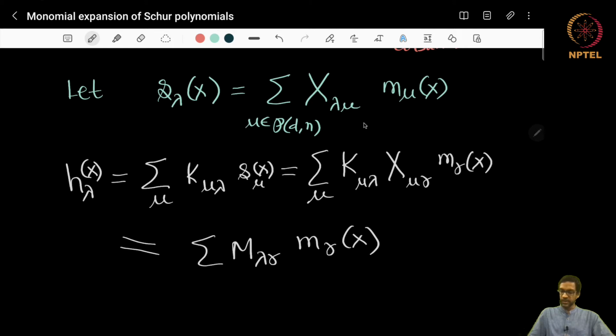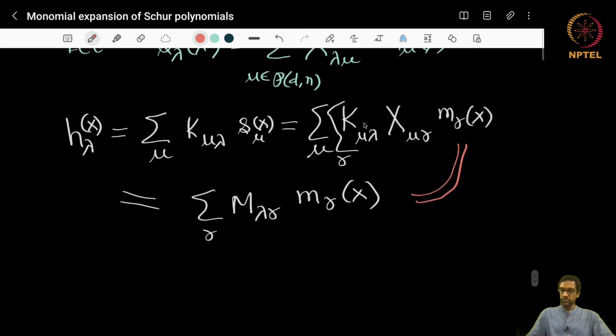Okay, now the sum runs over, so sorry, this sum actually runs over both mu and gamma. Okay, now comparing these two, what do I get when I compare these two equations? So I know these two are the same. It sort of tells me how to get my capital X from my m's and k's.